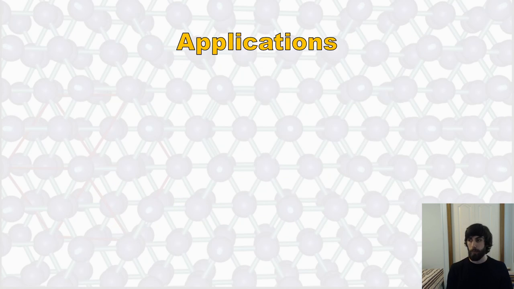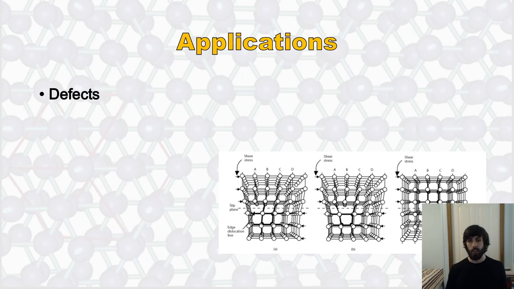Okay, now we'll talk about applications. So before we talk about applications, we need to know about defects. So in crystal structure, there's actually always going to be defects, and those are going to be either most commonly interstitial defects or vacancy defects. Now, interstitial defects are where you have an extra particle or an extra element or compound in between the spaces where the particles would go.